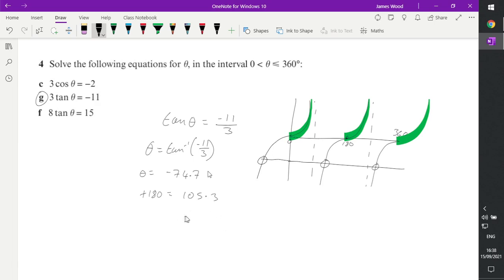Okay, so that's going to give me this first one here, and then to find the next one I can add on 180 again. 285.3. So those would be my two solutions here. I wouldn't want the minus one just because the interval is between 0 and 360. So for tan, to find multiple solutions, we just add on 180. Simple as that.